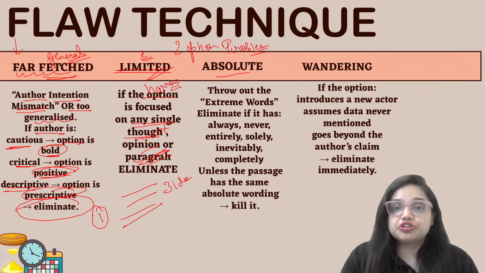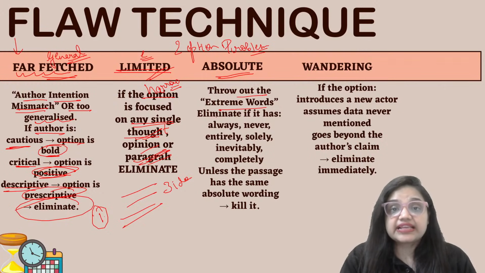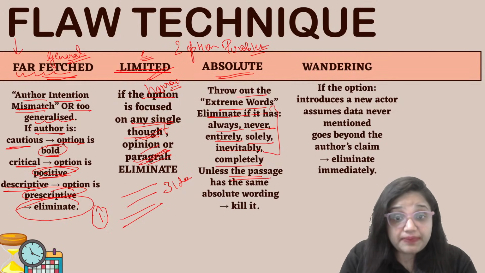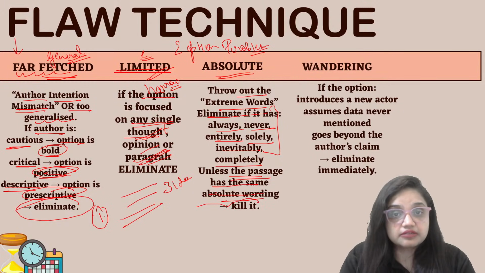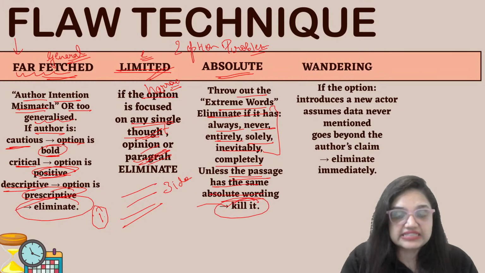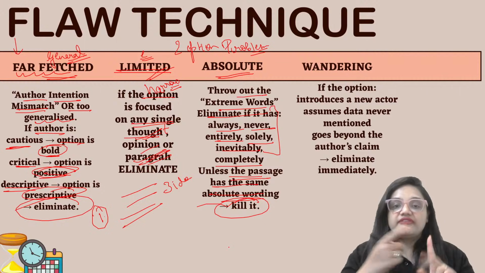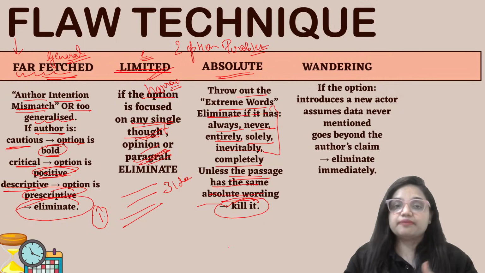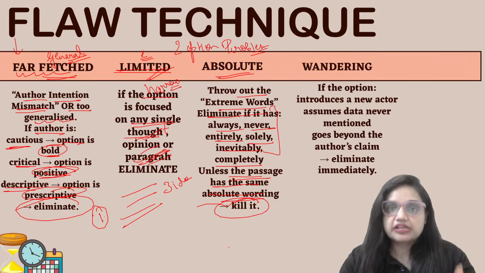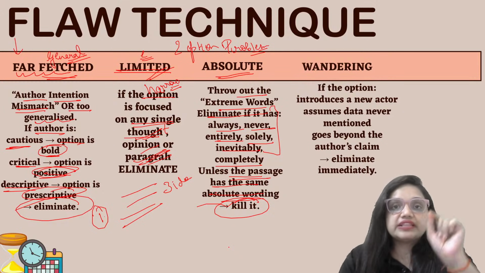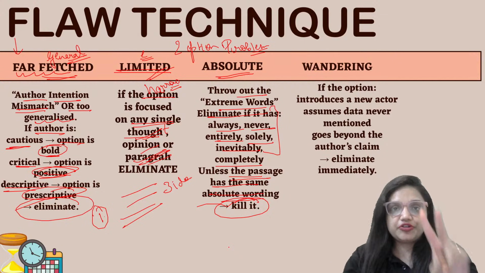Third one is absolute. Throw out the extreme words. Eliminate if it has always, never, entirely, solely, inevitably, completely, if it is not mentioned in the passage. Unless the passage has the same absolute wording, kill it. Simple. मैंने बार बार कहा है. If the passage has it, then it's fine. If the passage doesn't have it, then options carrying words like always, never, entirely, solely, inevitably, completely are to be eliminated then and there. Am I clear? So A means absolute. So you are going to check for both the options जिसमें ऐसा कोई word हो and then eliminate it if you are getting confused between two options.